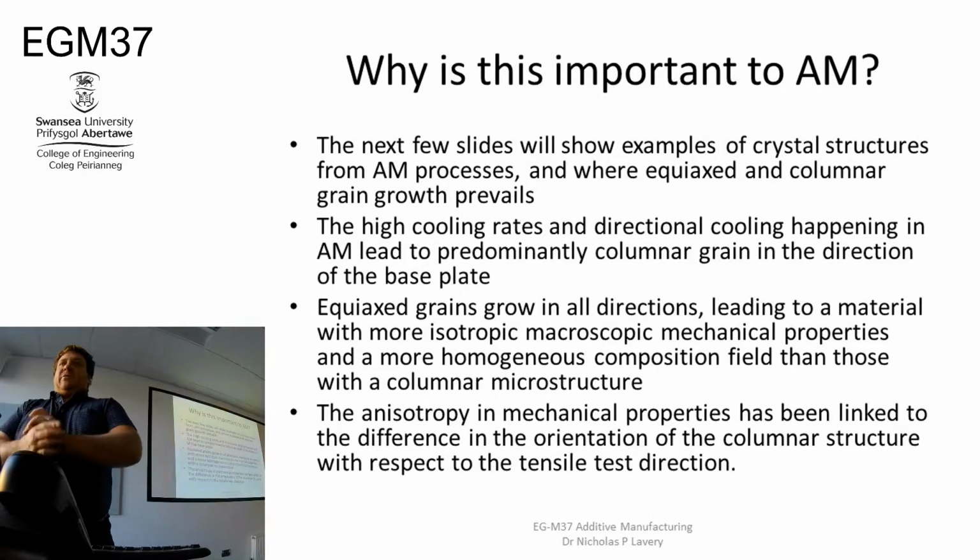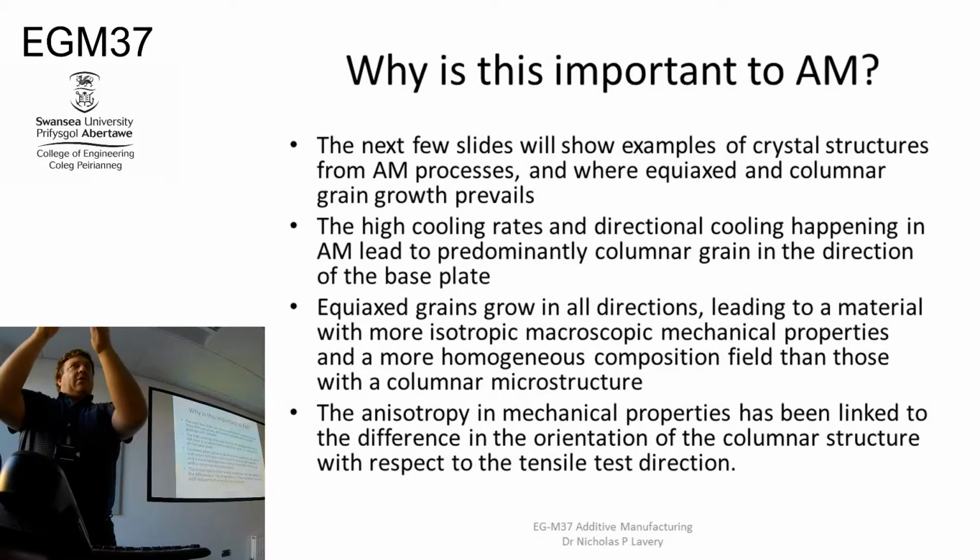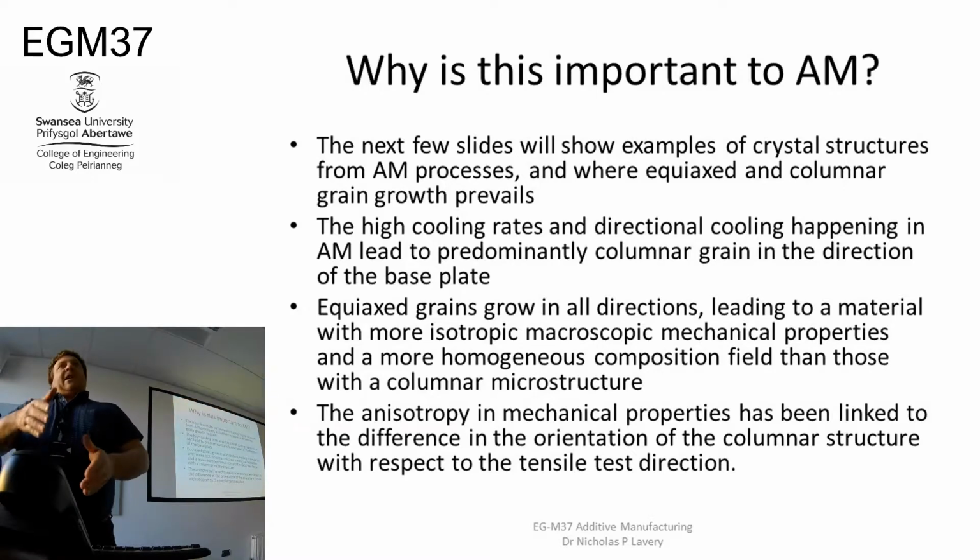So we'll see a few examples now from the different processes where they've been cross-sectioned, and you'll see those crystals on a small scale. Predominantly what we have is a columnar grain direction coming into the base plate, so all the heat is going down to the base plate. So you've got a lot of long columnar growth, and that's happening in all these different methods, whether it's the electron beam or the laser powder bed.